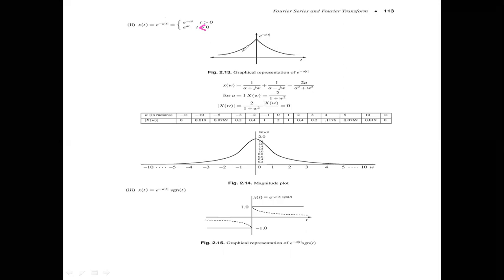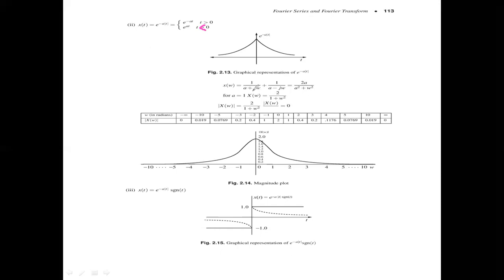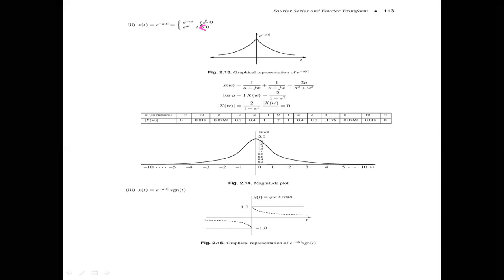Exponentially decaying, and here the exponentially rising function. The Fourier transform of e^(-at)u(t) is 1/(a+jω), and of e^(at)u(-t) is 1/(a-jω). So you have to add both to get e^(-a|t|), whose Fourier transformation is 2a/(a²+ω²).